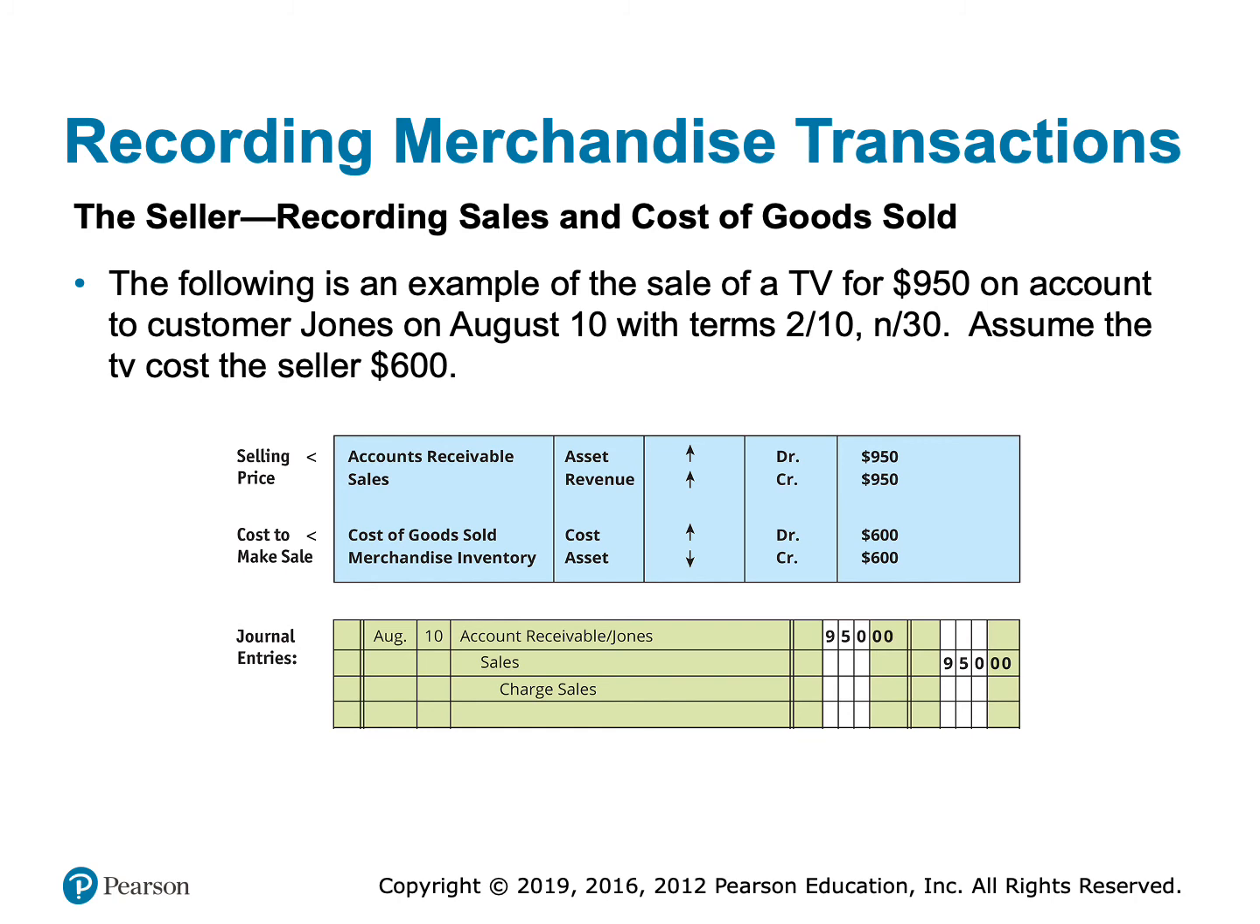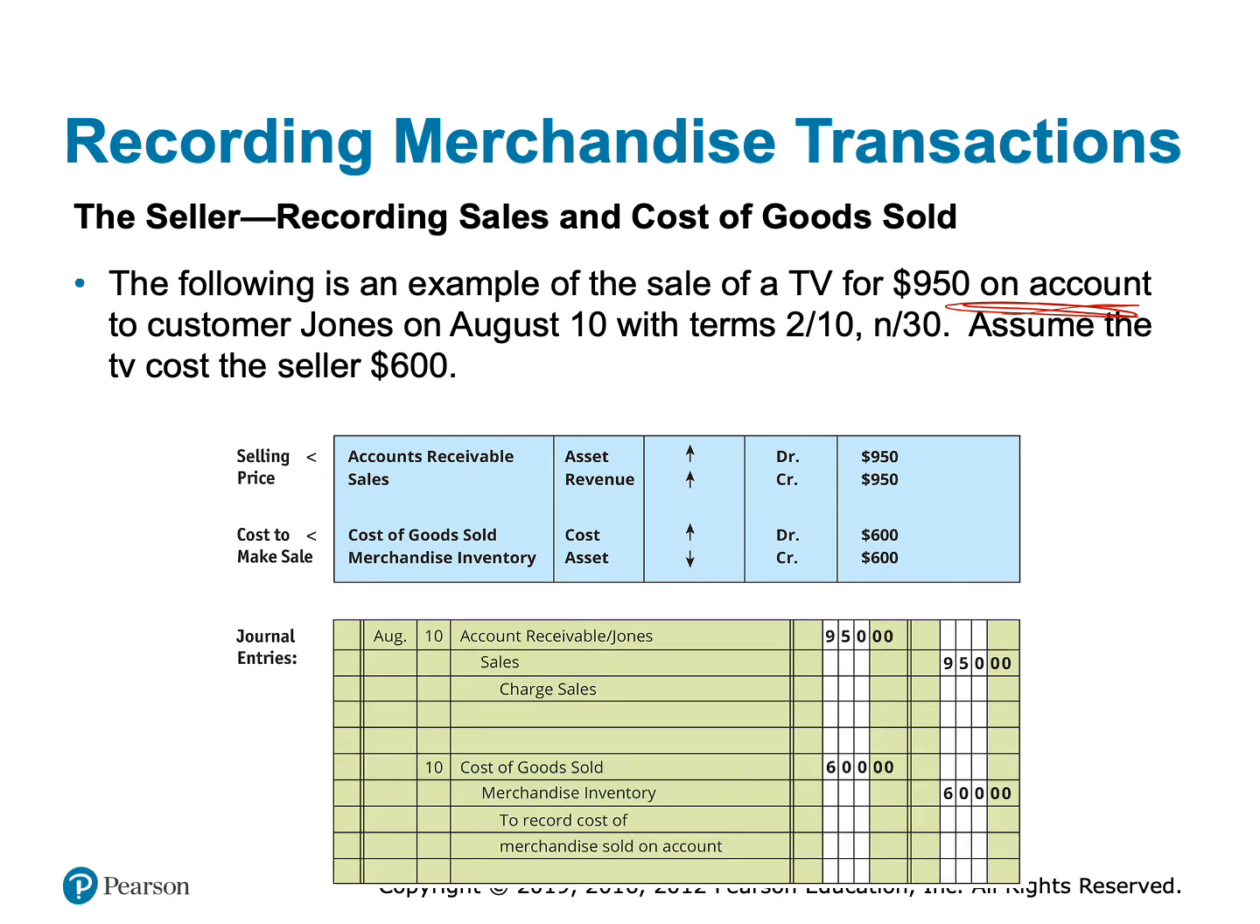So we know that it's accounts receivable because the sale was on account here. And on account, I'm the seller, so that means I'm going to receive it. So I'm going to debit accounts receivable, credit sales for $950. Then I'm going to do a second entry to debit cost of goods sold, credit inventory for the $600 to move those goods out of inventory into cost of goods sold. Remember, this entry is always for the amount that I paid for it, not what I sold it for.